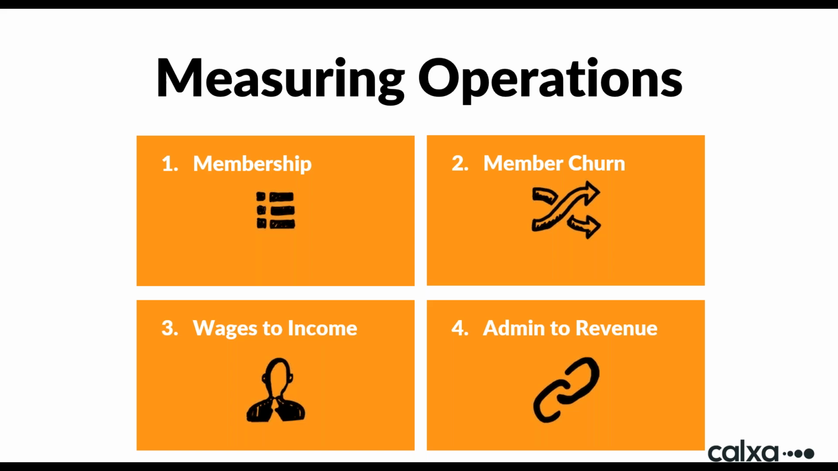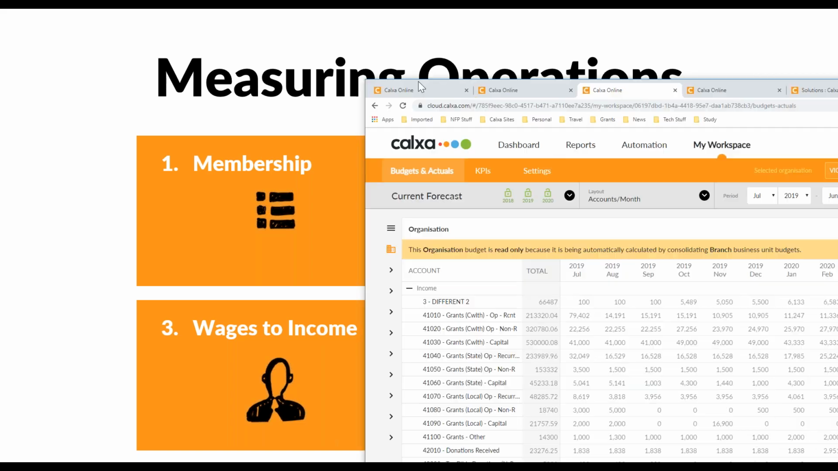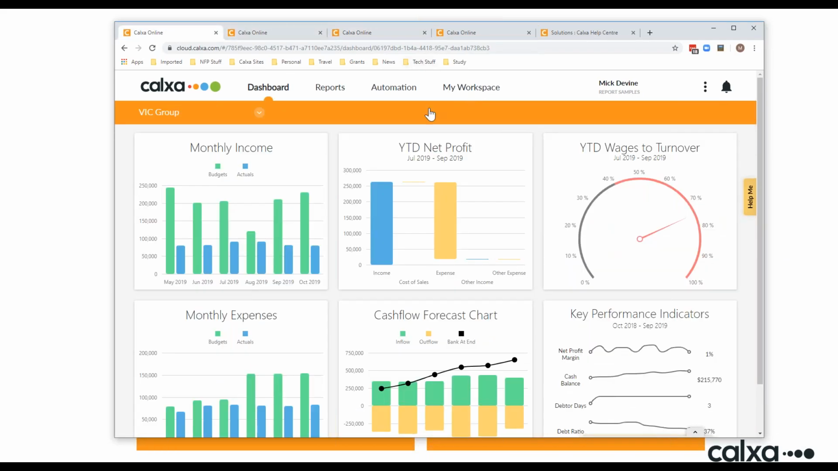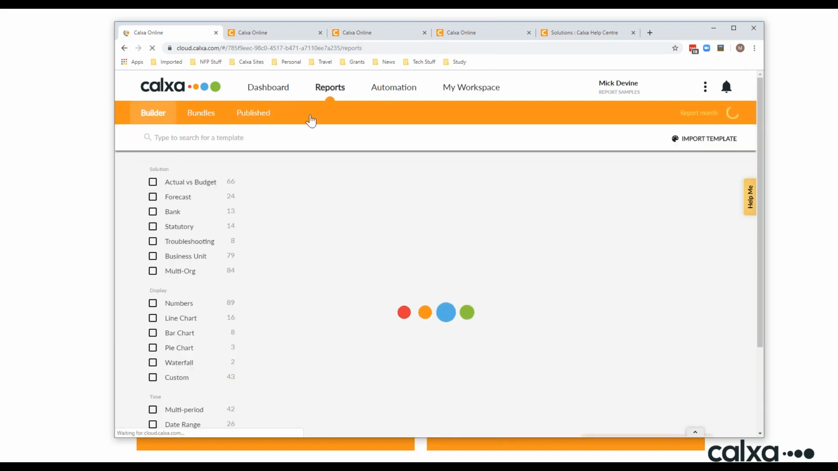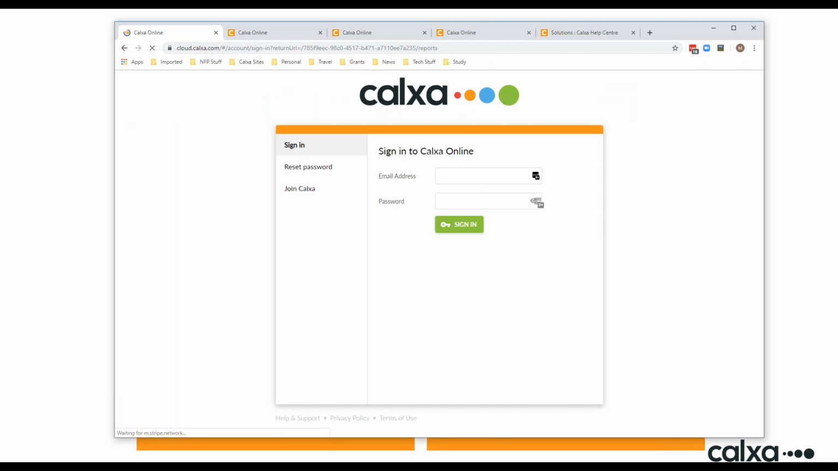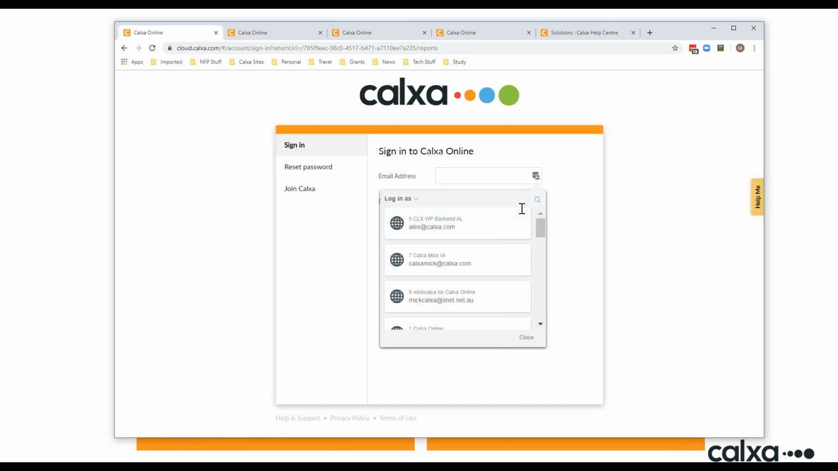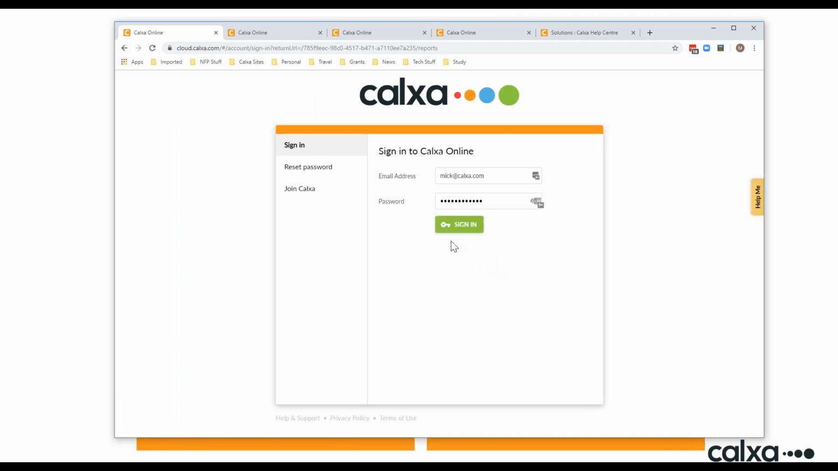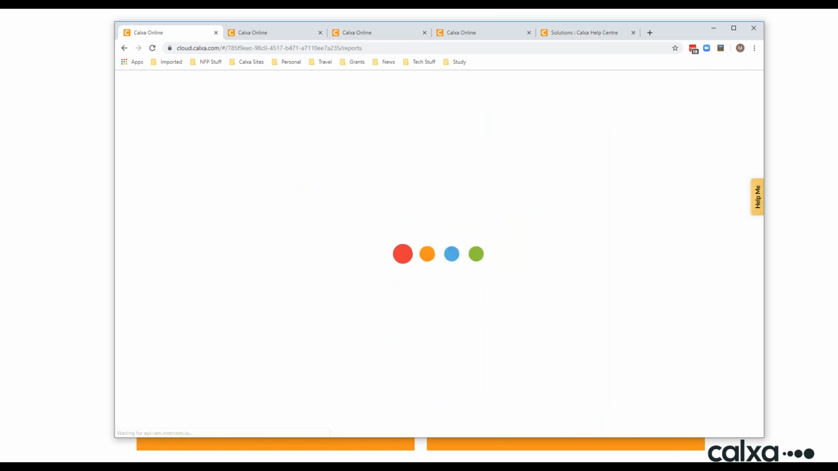So if I can just bring across my other screen, so for those who haven't seen it, this is Calxa, and we have lots. Sign me up because I've been idle too long, but we can go back in. That's all right.